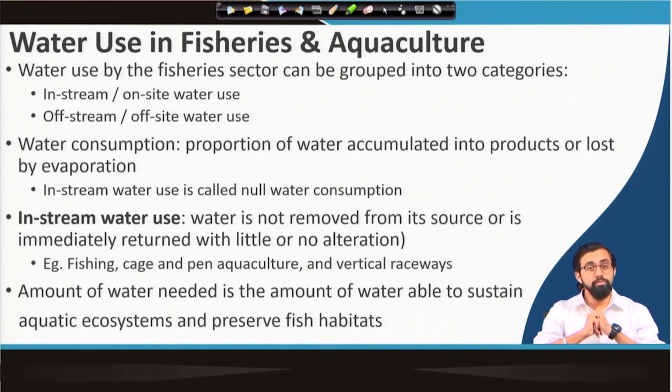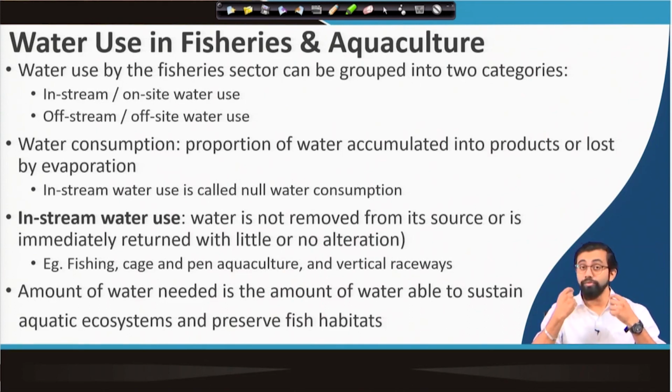What are the other types of losses? It's the freshwater exchange that you need to do. Why do you need to do the freshwater exchange? I have already discussed briefly when we discussed intensive aquaculture that when we go for semi-intensive or intensive aquaculture, we need to treat the wastewater.